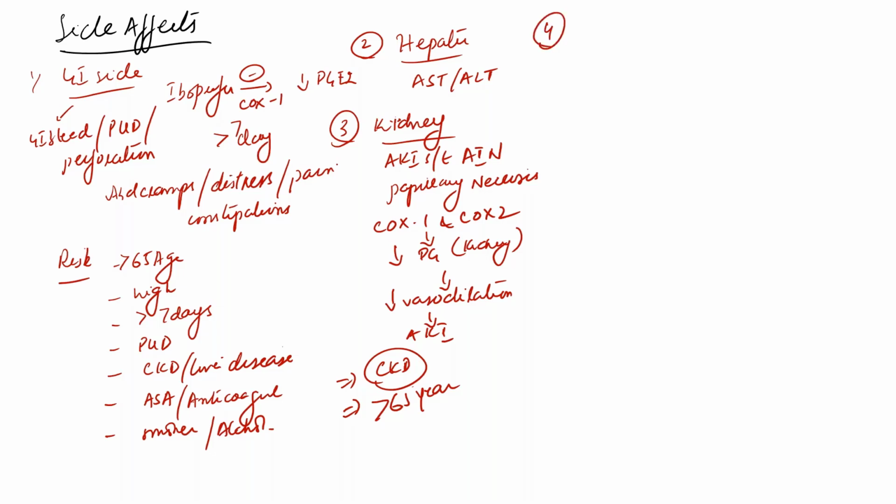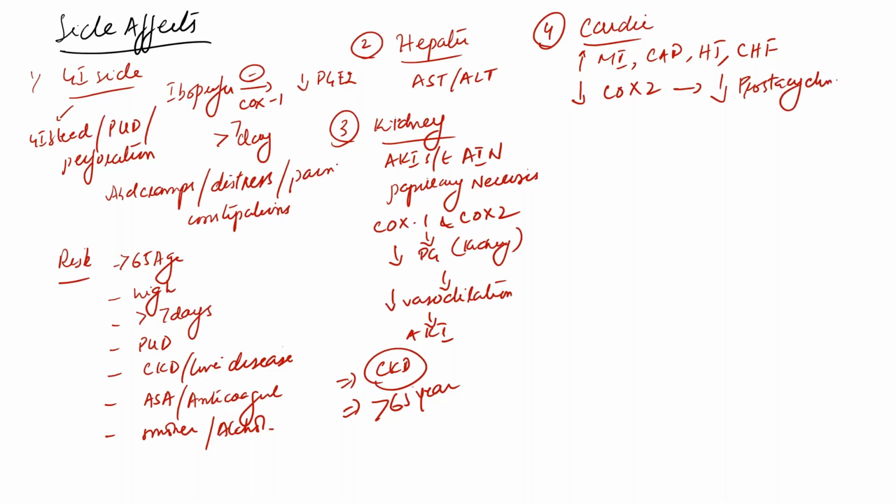The next side effect is, what are the heart-related side effects? Cardiac side effects of ibuprofen. It increases the risk of MI, coronary artery disease, hypertension, and CHF. What is the mechanism? It inhibits COX-2 enzyme, which will result in decreased prostacyclin, which will result in vasoconstriction.